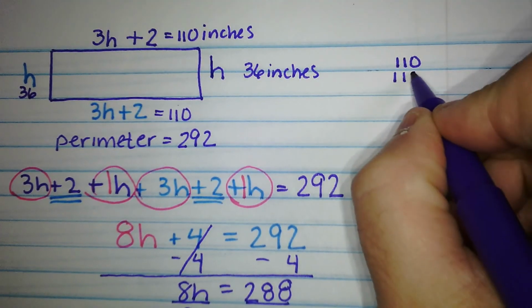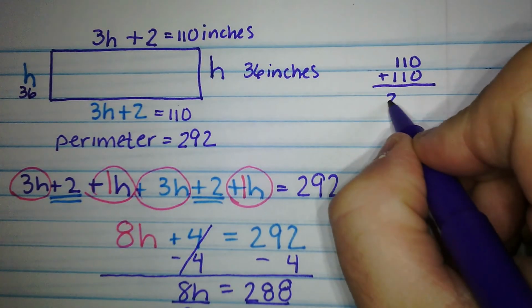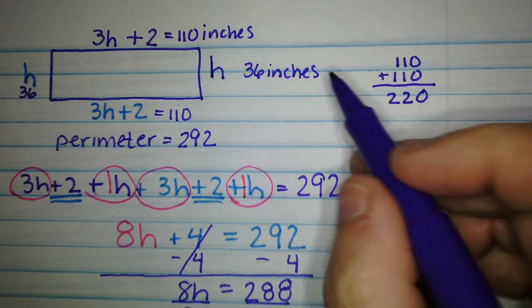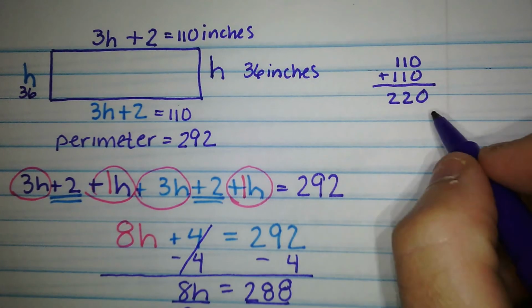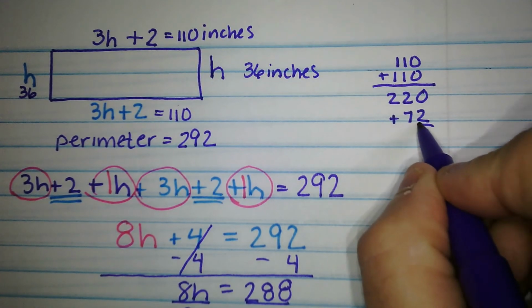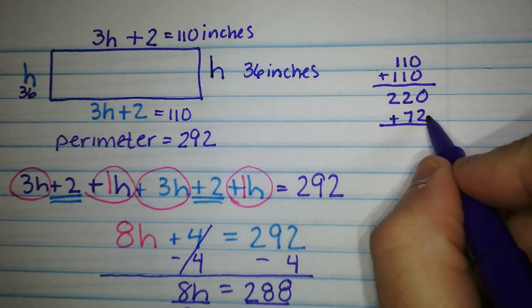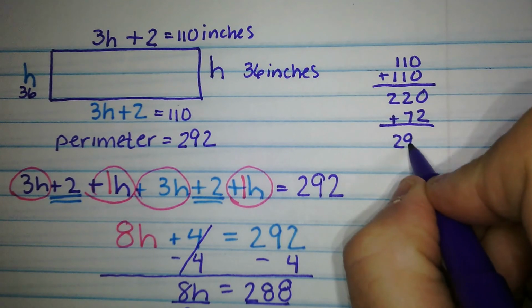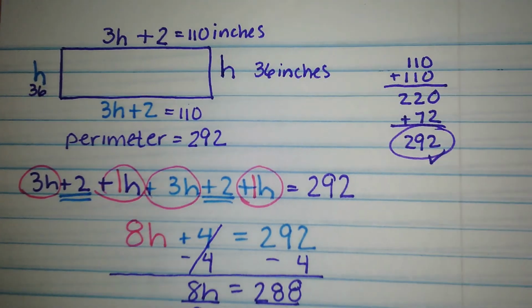110 and 110 adds up to 220. 36 and 36 add up to 72. And when I add that 220 to 72, I get 292. Boom. We got it to work out.